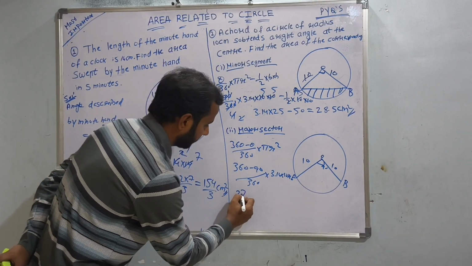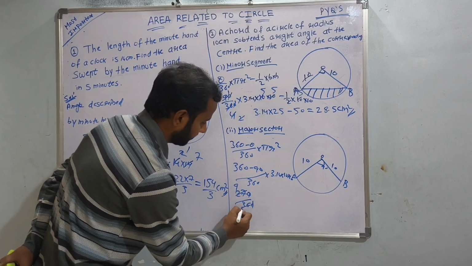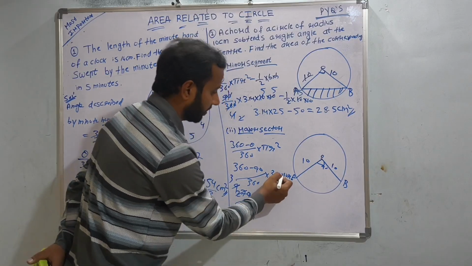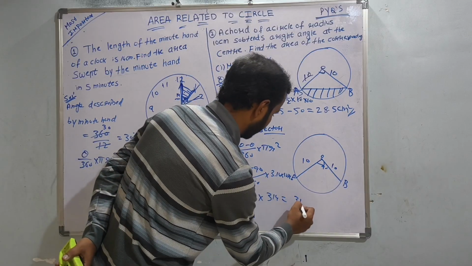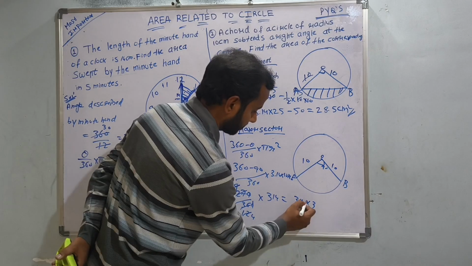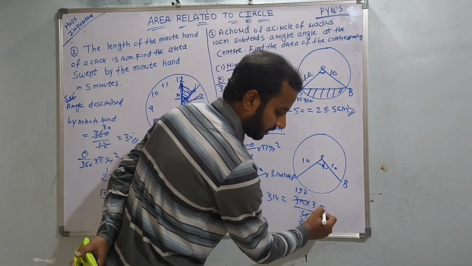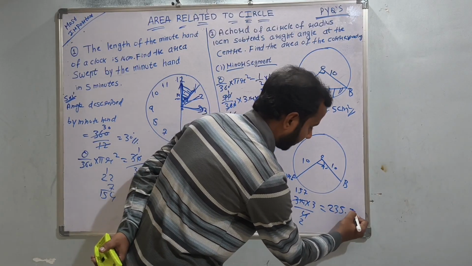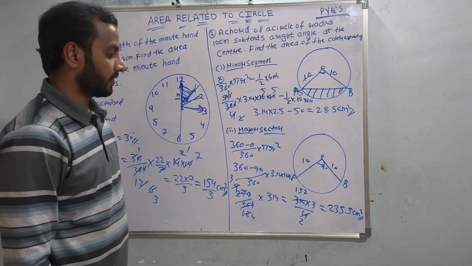360 minus 90 is 270, divided by 360. Zero cancels, and 3 nines are 27, 3 fours are 12. Into 3.14 into 10 will be 314. Then 314 into 3 divided by 4. Again cancellation: 2 twos are 4, 2 fives are 10, 2 sevens are 14, giving 157 into 3. Then your final answer will be 235.5 centimeter square.